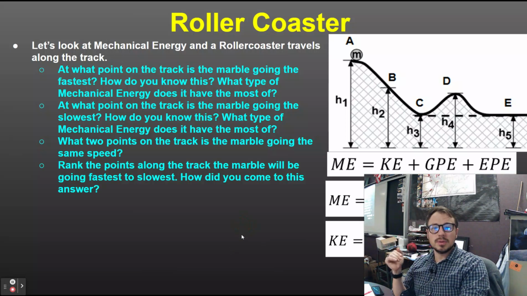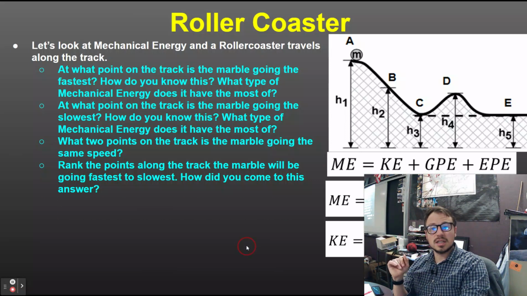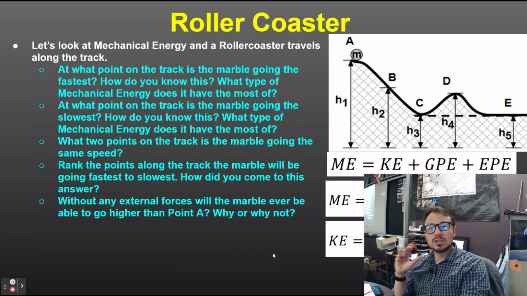So if I ask you to rank the points along the track from fastest to slowest, you could easily do this, right? Lowest point to highest point. So C and E are the same, then D, B, A. If I said slowest to fastest, it's going to be A, B, D, and then C and E are the same.